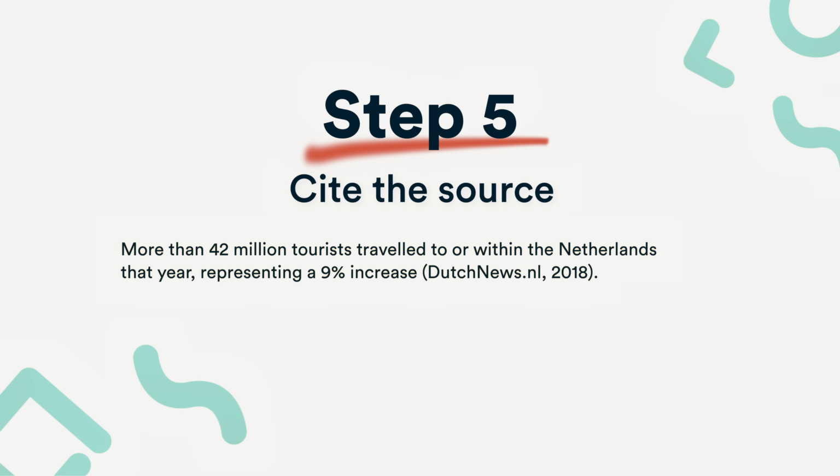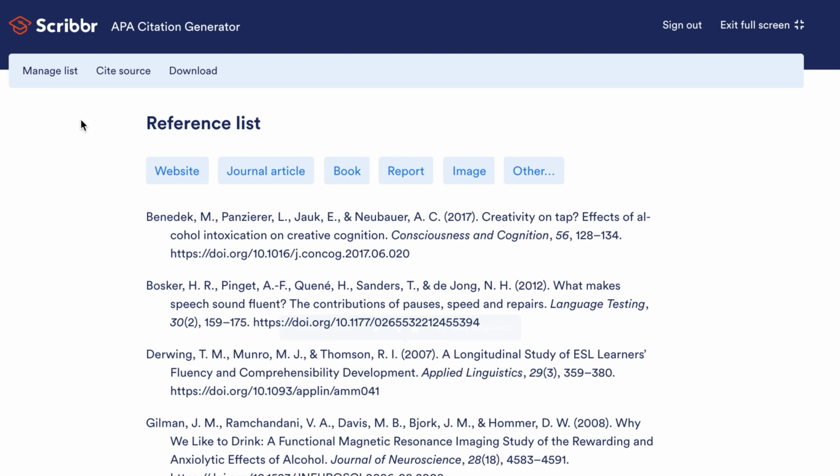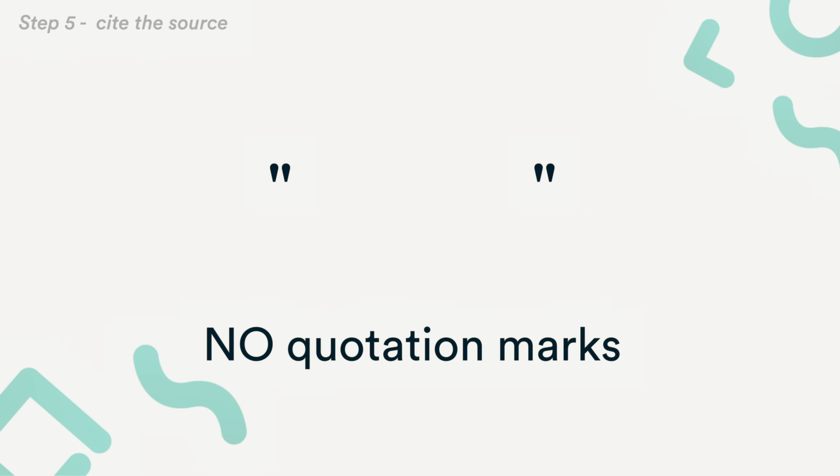Step 5. Cite the source of the text like the example here. You can also cite easily with the Scribbr citation generator. Remember, you don't need the quotation marks to paraphrase.